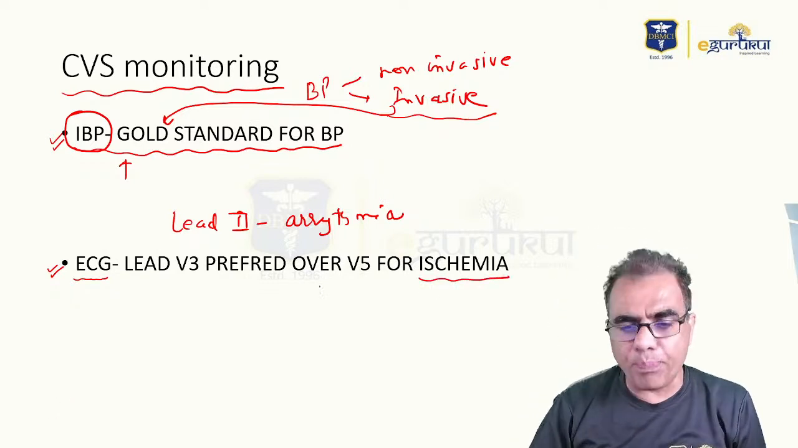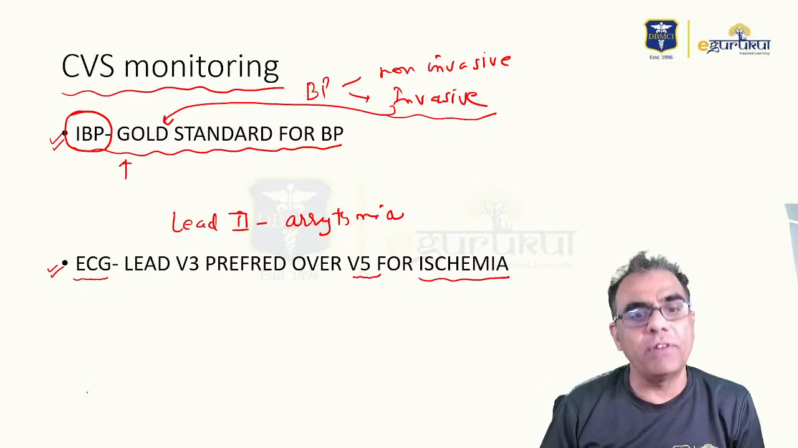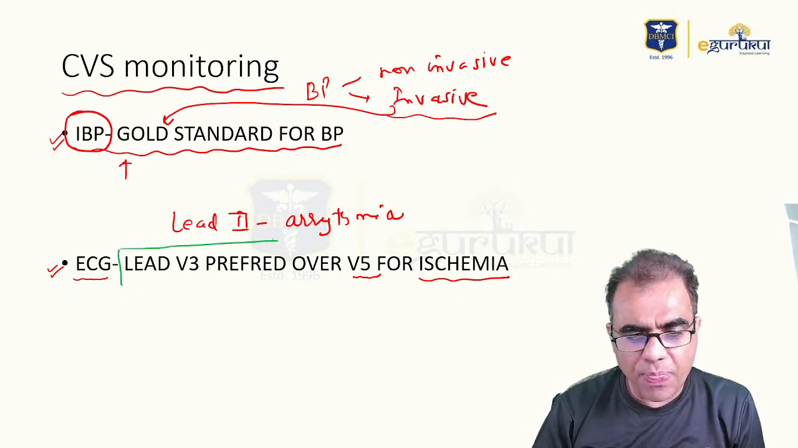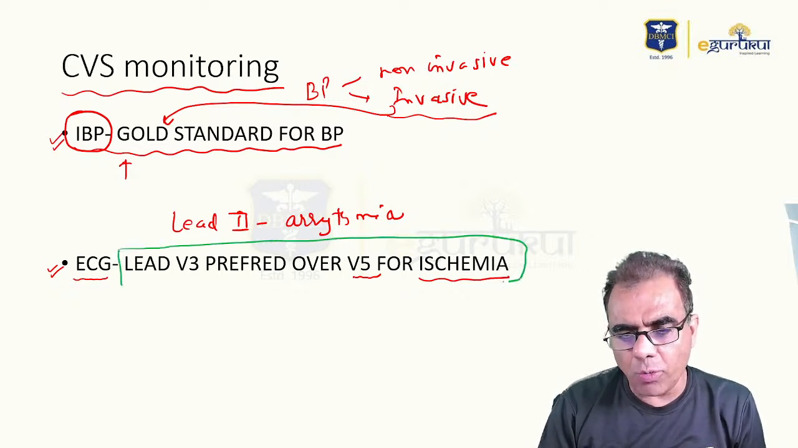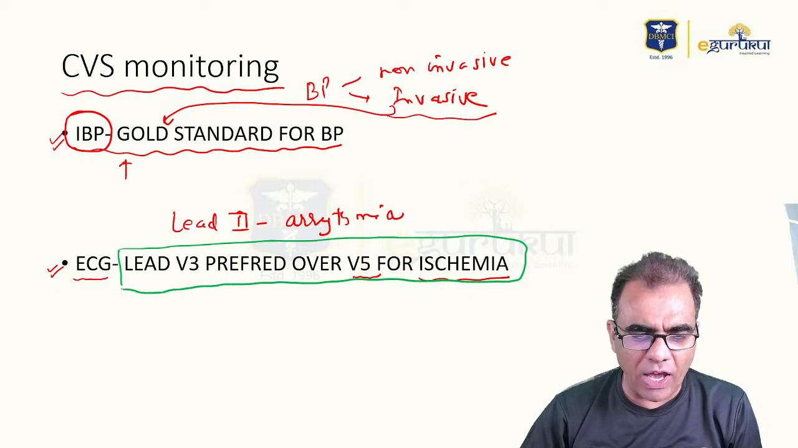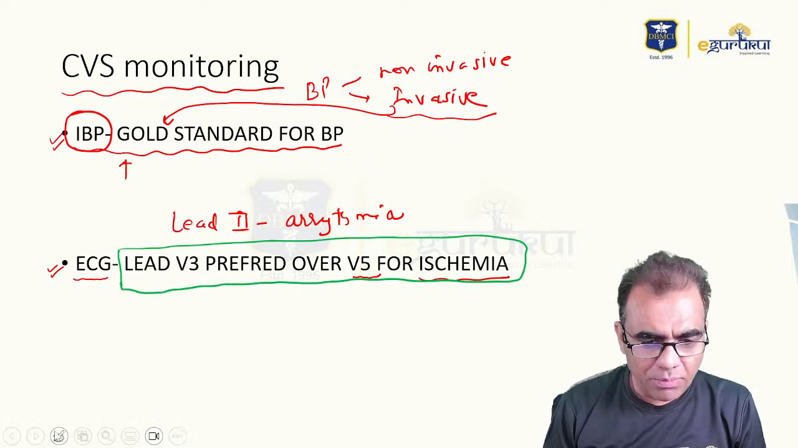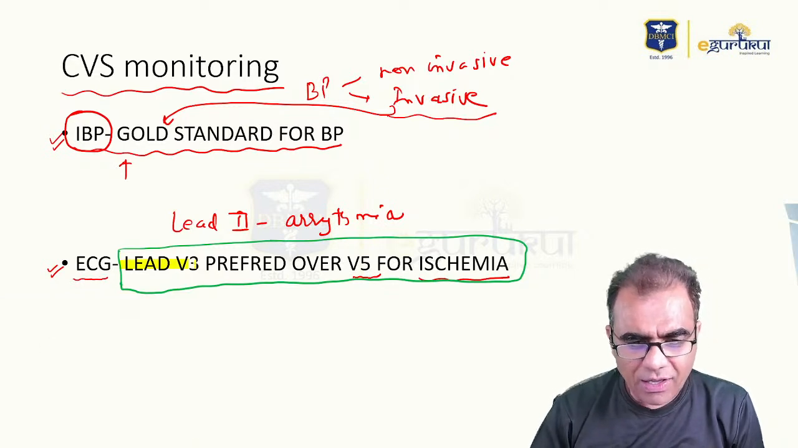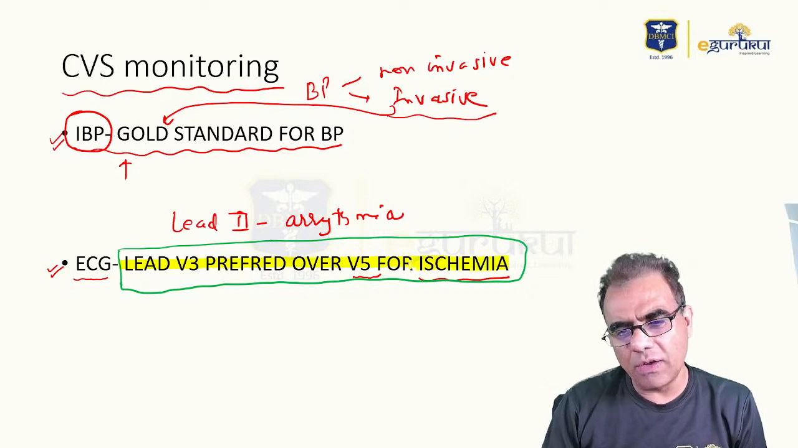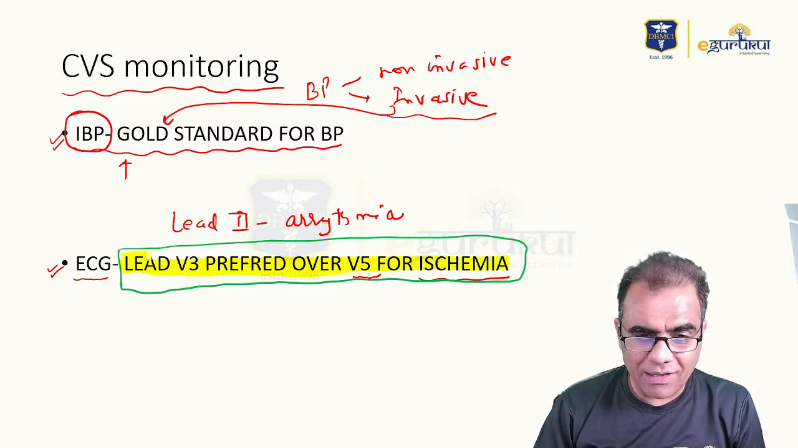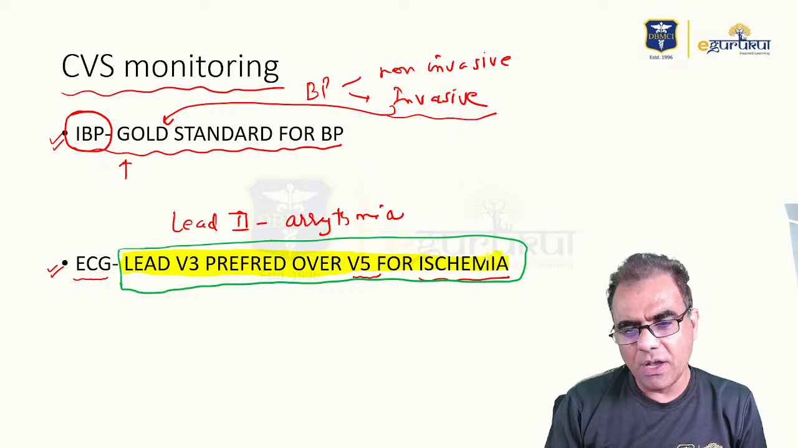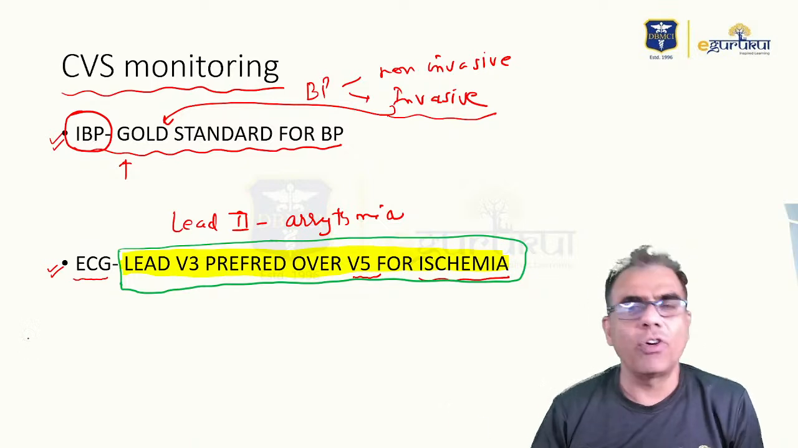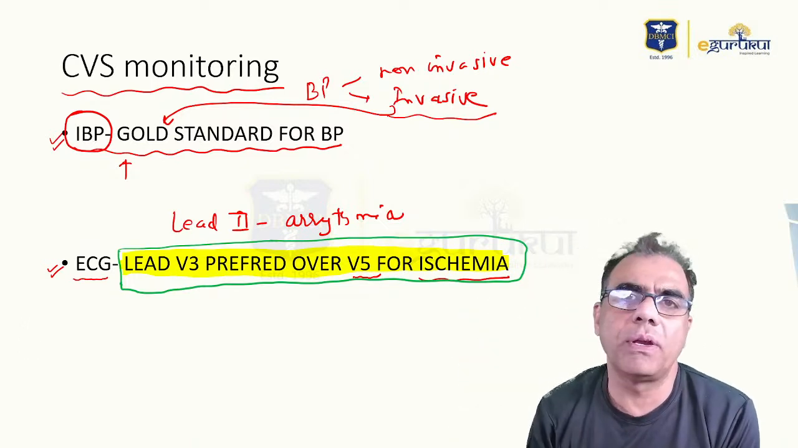For ischemia, previously we preferred the V5 lead, but this is a very important recent change: lead V3 has been found to be preferred over lead V5 for detecting ischemia. It means the sensitivity of V3 in detecting ischemia is more than V5. Otherwise, for decades, we preferred the V5 chest lead for detecting ischemia in the intraoperative period.